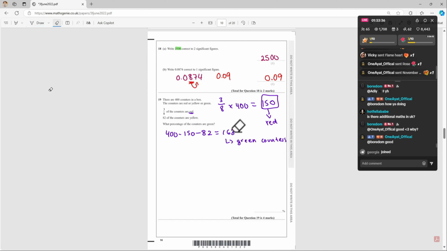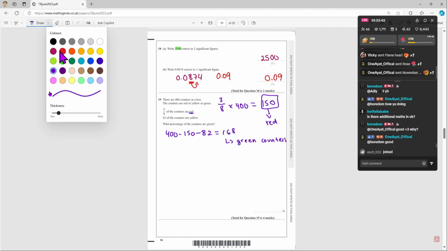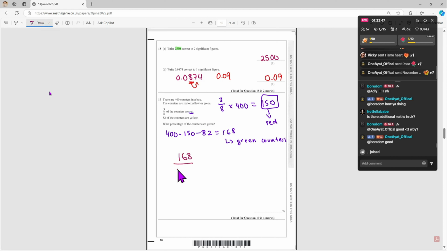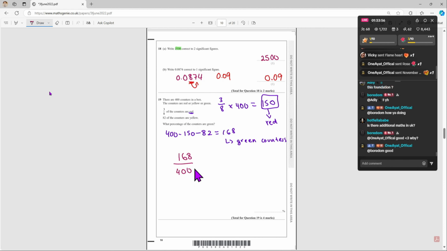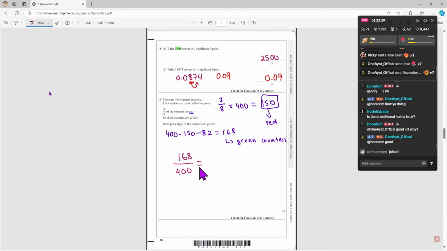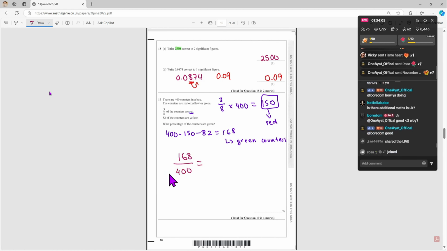Now we found out our total of green counters, we need to work out the percentage. We know that there are 400 counters in total, so our denominator is going to be 400. It's going to be 168 over 400, and we need to put this as a percentage. The first thing you would do is convert this to a decimal. To convert this to a decimal, you would use a calculator. You type in 168 over 400, and you press the SD button. That means you're converting from a fraction to a decimal. The SD button will give you 0.42.